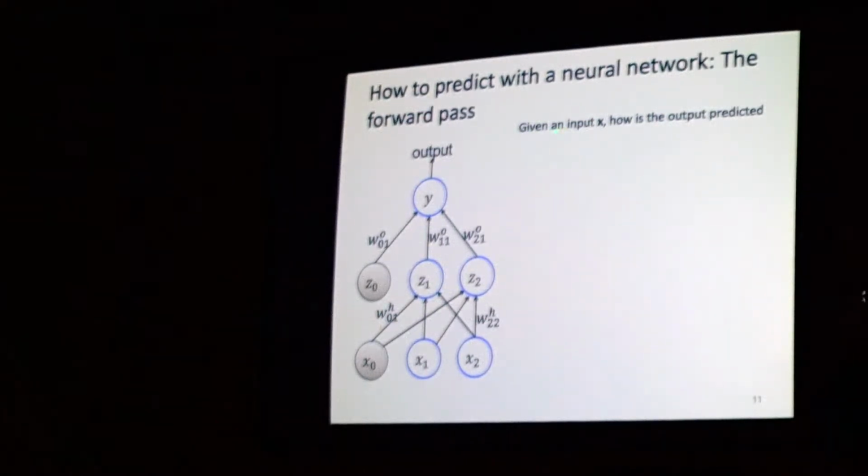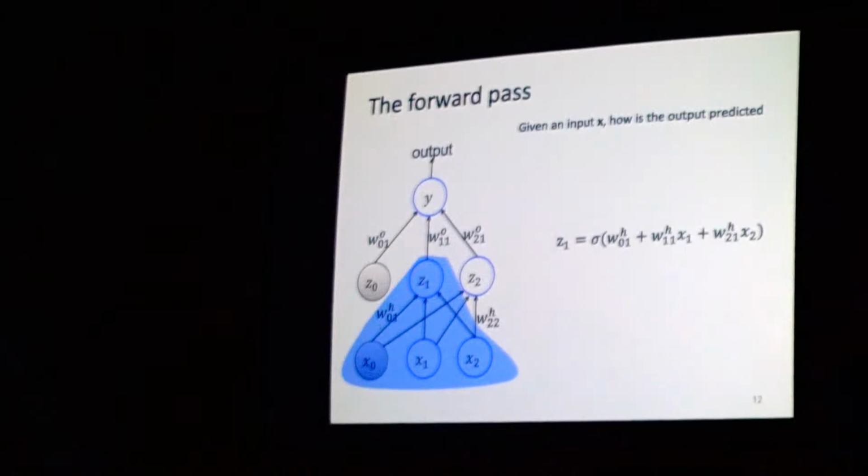Suppose we're given an input x, meaning that I know the values of x1 and x2 in our example. Of course, x0 is 1. So we're going to gradually, sequentially compute each neuron in the next layer. That includes Z1 and Z2. So how to compute Z1?